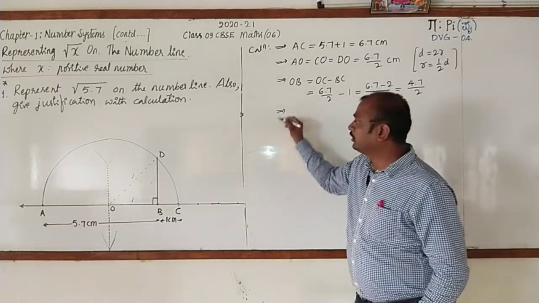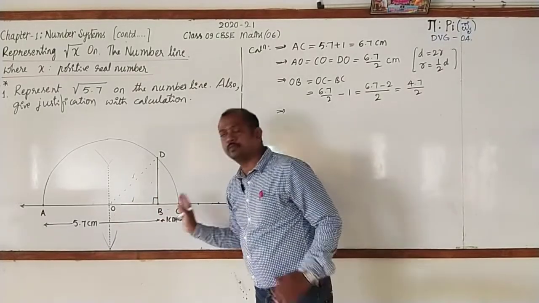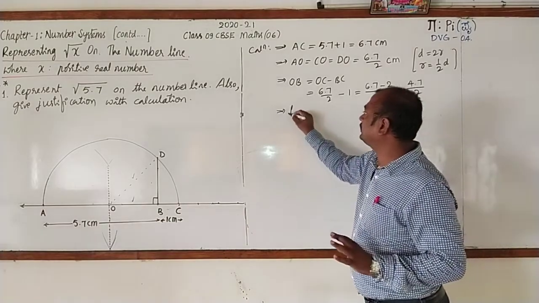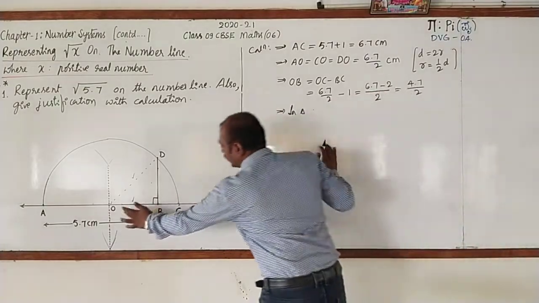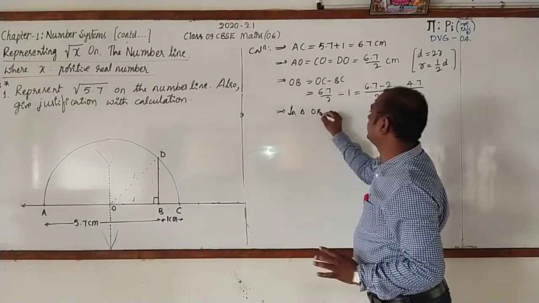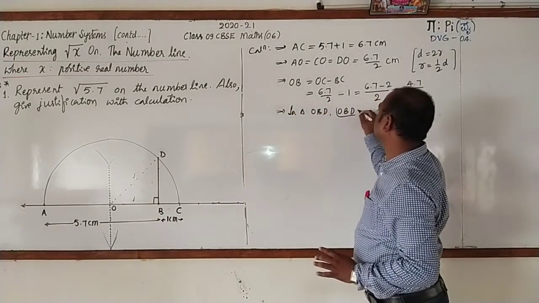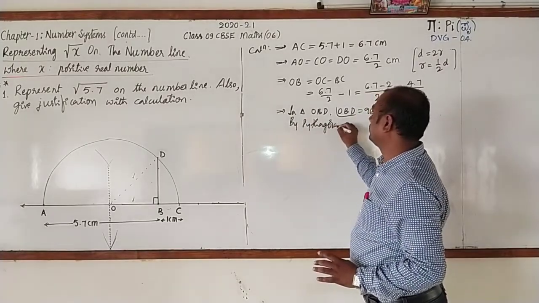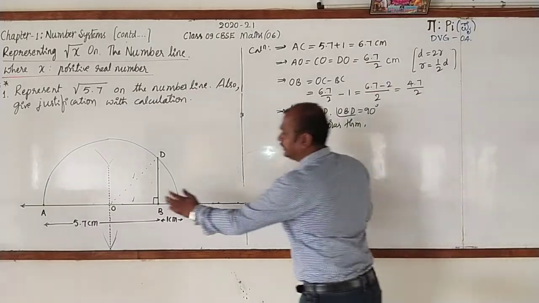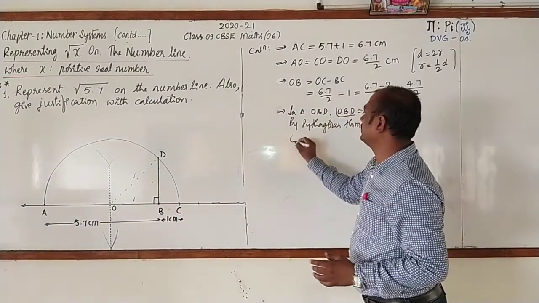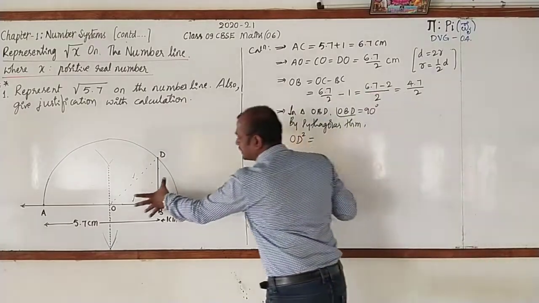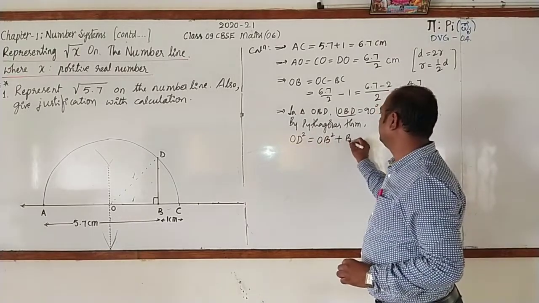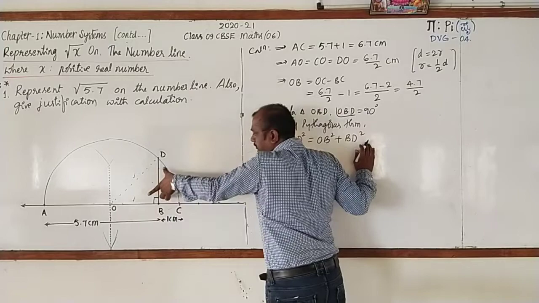Next, we got length of OD, length of OB. Then you can go for finding BD by using Pythagoras theorem. I go for taking the triangle OBD. In triangle OBD, angle OBD is equal to 90 degree. Now, by Pythagoras theorem, you can write the square of hypotenuse, that is OD square is equal to the sum of squares of other two sides, that is OB square plus BD square.